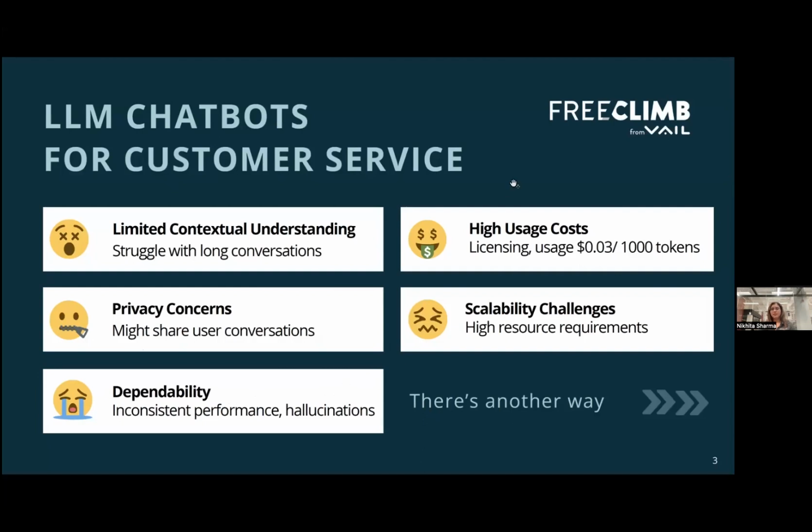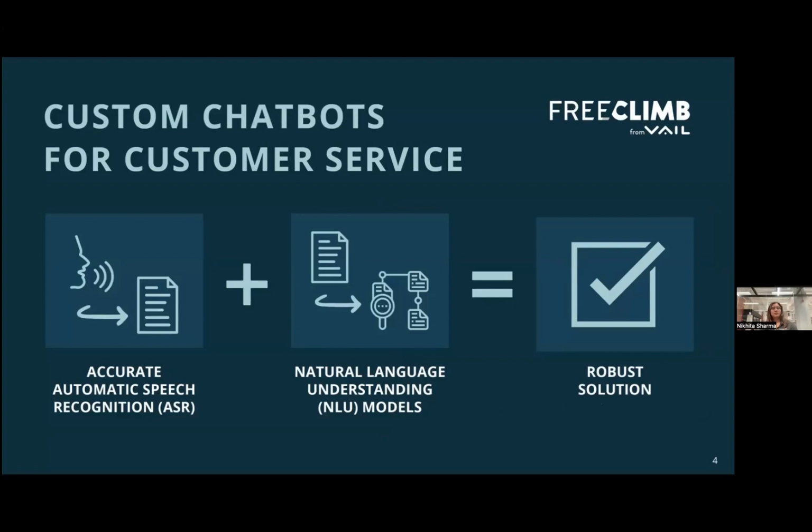large language models. Apart from that, there are also high usage costs, so you might be paying for licensing the model, using it, and then as you use it more at scale, it can get pretty expensive. There are also other challenges. These require a lot of resources and might not be everyone's cup of tea. But there is another way to go about chatbots for customer service. In our experience, using a speech recognition model in combination with an NLU model based on your use case, for example, for intent recognition or summarization, the combination of these two models separately is a more robust solution.